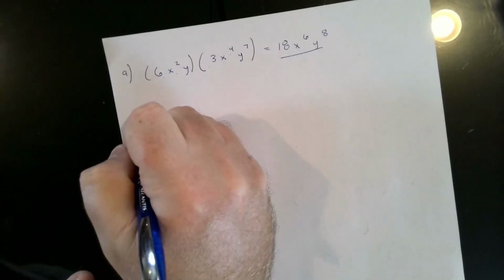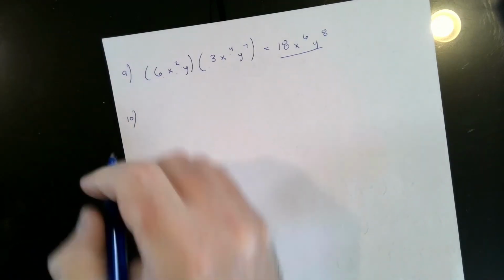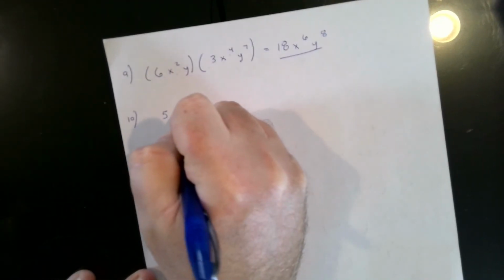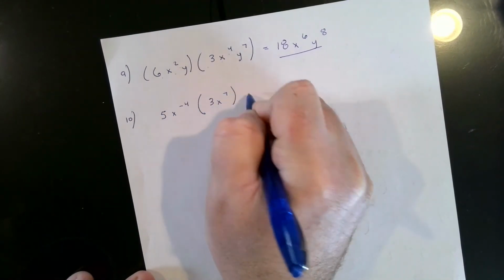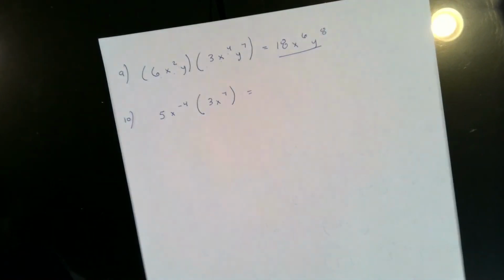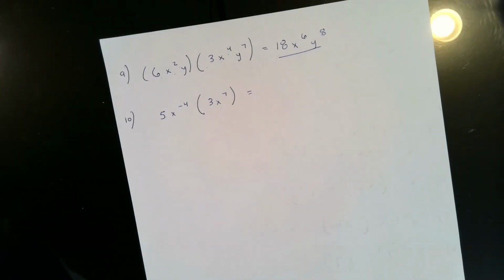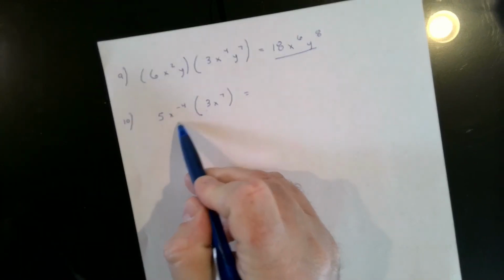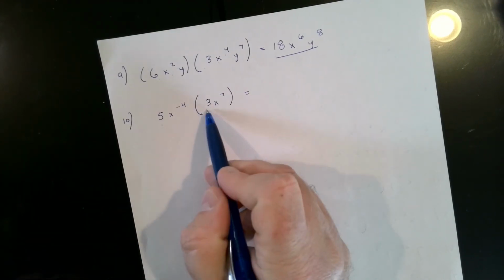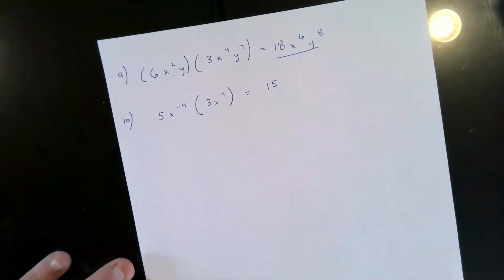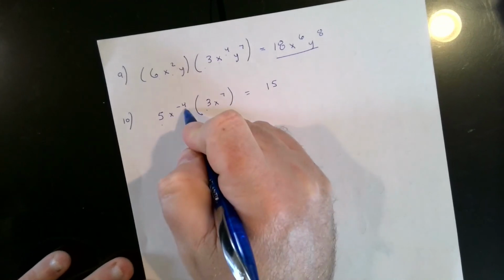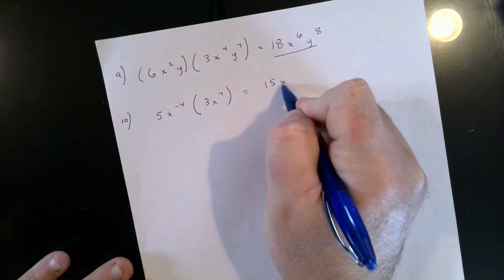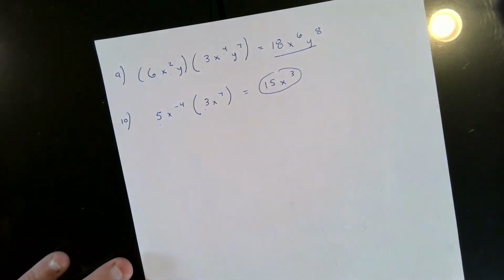Okay. Let's look at two more. Let's say you have 5x to the negative fourth, and we want to times that by 3x to the seventh power. Five times 3 we would times because there's variables as well. So 5 times 3 would turn out to be 15. And then we have x to the seventh plus a negative 4, so we end up with x to the power of 3.